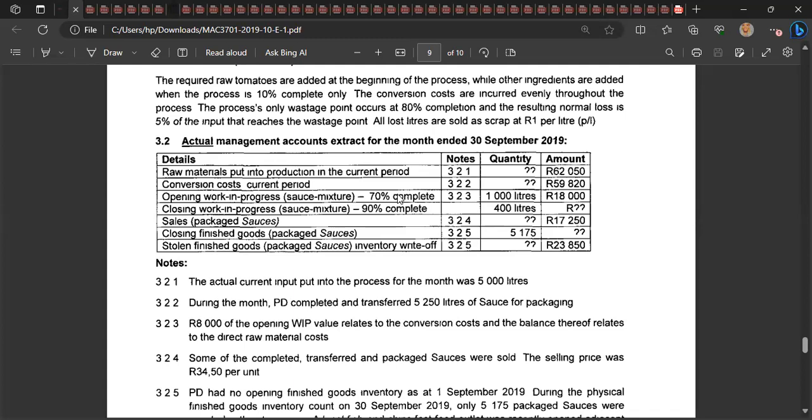Because now we are dealing with this month, we only need to incorporate the expense that we are going to incur on the production of that tomato sauce, right? Because it has been 70% complete, we only need to produce an extra 30% for it to be completed. Is that clear now?